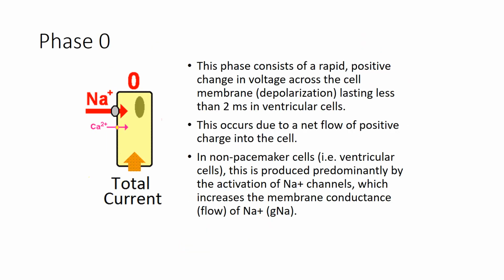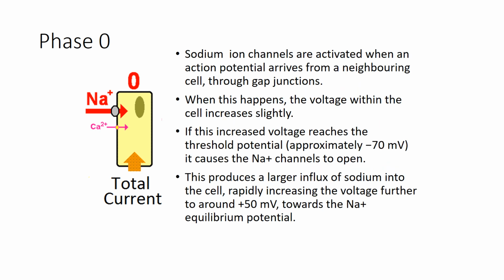Phase 0. This phase consists of a rapid, positive change in voltage across the cell membrane, depolarization, lasting less than 2 milliseconds in ventricular cells. This occurs due to a net flow of positive charge into the cell. In non-pacemaker cells, i.e. ventricular cells, this is produced predominantly by the activation of sodium ion channels, which increases the membrane conductance, flow, of sodium ions, G-sodium. Sodium ion channels are activated when an action potential arrives from a neighboring cell, through gap junctions. When this happens, the voltage within the cell increases slightly.